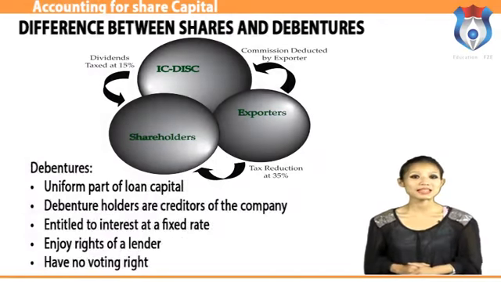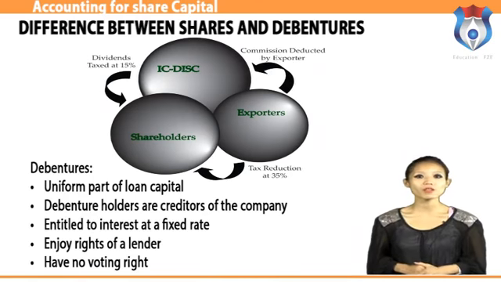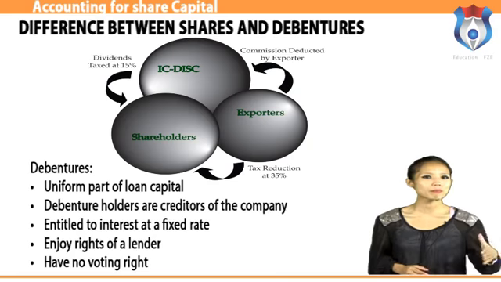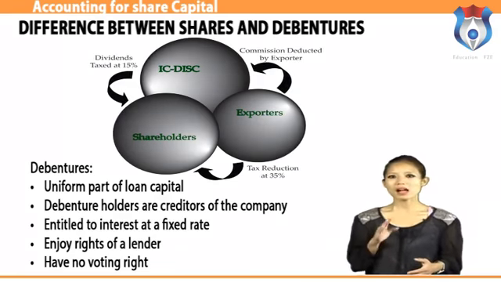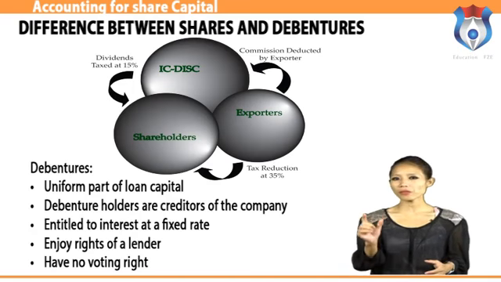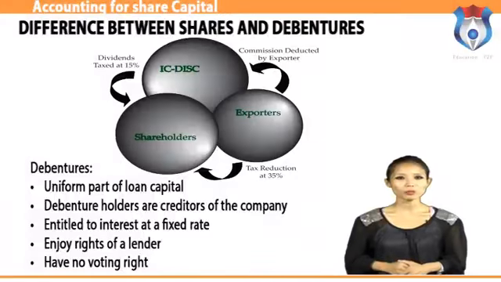A shareholder is entitled to receive a dividend when there are profits. The rate of dividend varies from year to year depending upon the amount of profit. On the other hand, the debenture holders are entitled to interest at a fixed rate, which the company must pay whether or not there are profits.